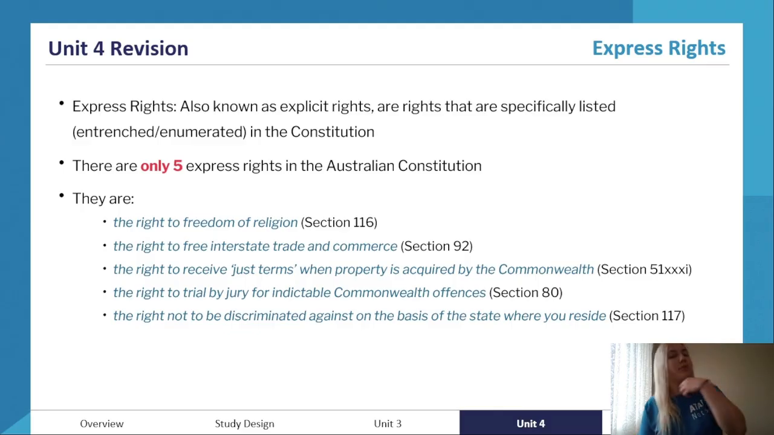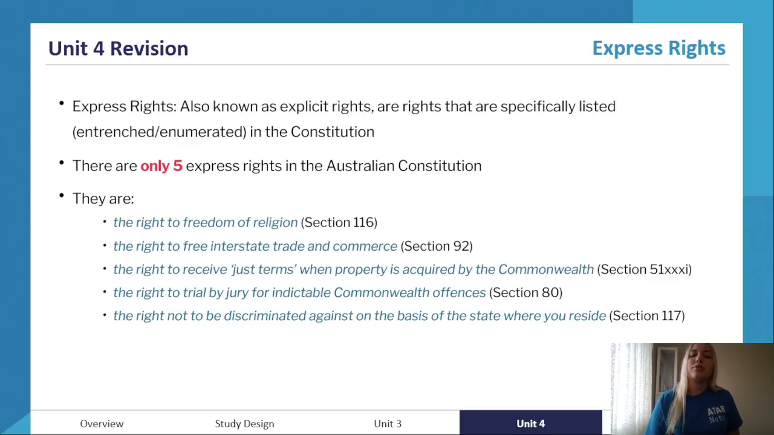So, the right to freedom of religion in section 116 declares that Parliament cannot declare one religion as the national religion. They also cannot interfere with practices related to religion or limit any religion's practices. The right to free interstate trade and commerce is section 92, which is self-explanatory. Trucks can go from Victoria to New South Wales to sell their products, and they don't have to pay any tax or any money to cross the border and they don't have any restrictions. So this is a big one for businesses and ensuring businesses do better in Australia, and there's no unnecessary competition or restriction to their growth.